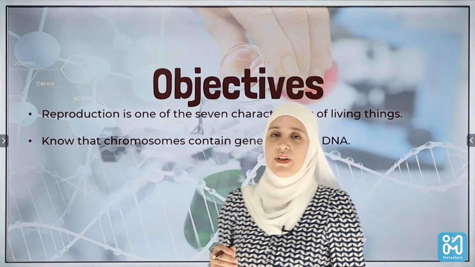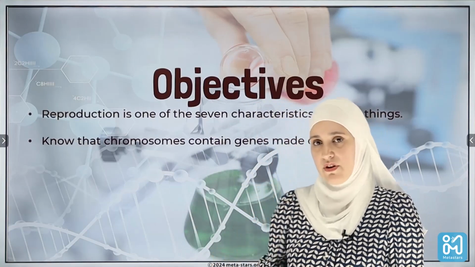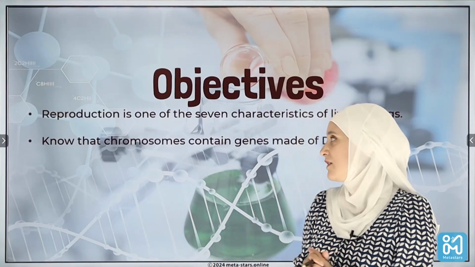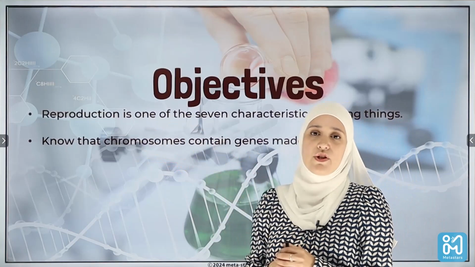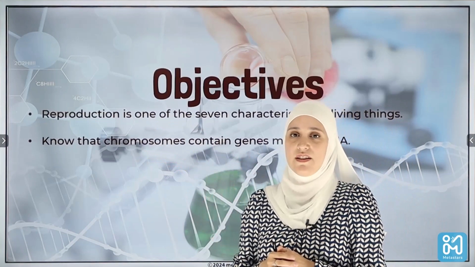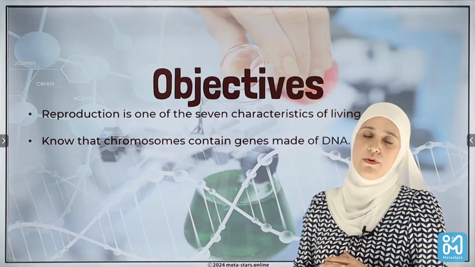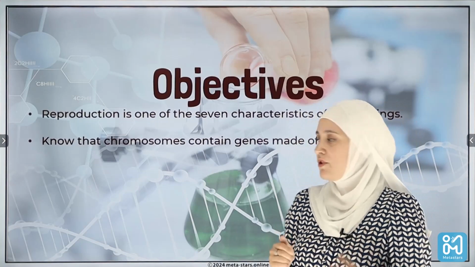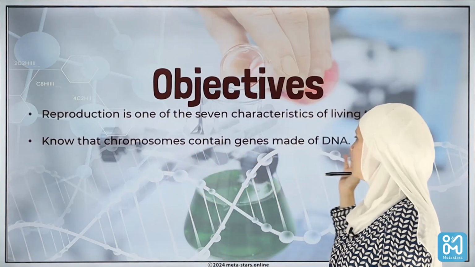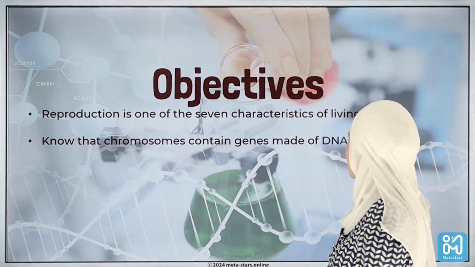As usual, we always start our lesson with the objectives of this lesson. Let me remind you that reproduction is one of the 7 characteristics of living things. And throughout this lesson, we are going to differentiate between chromosomes, genes, and DNA.